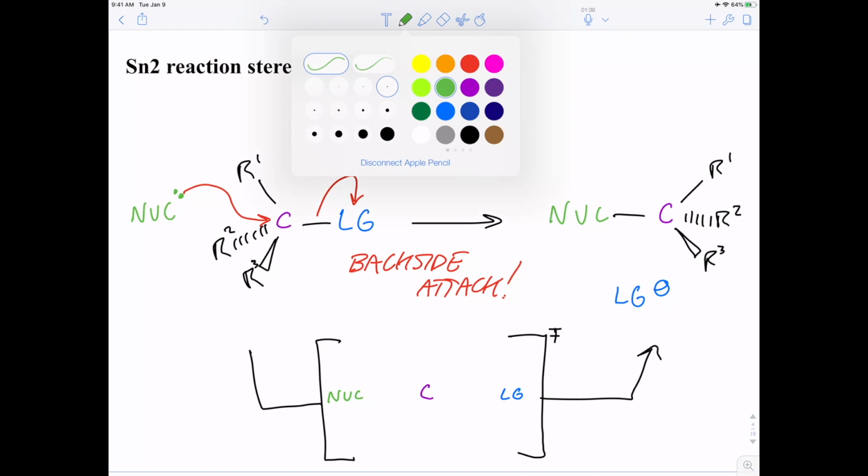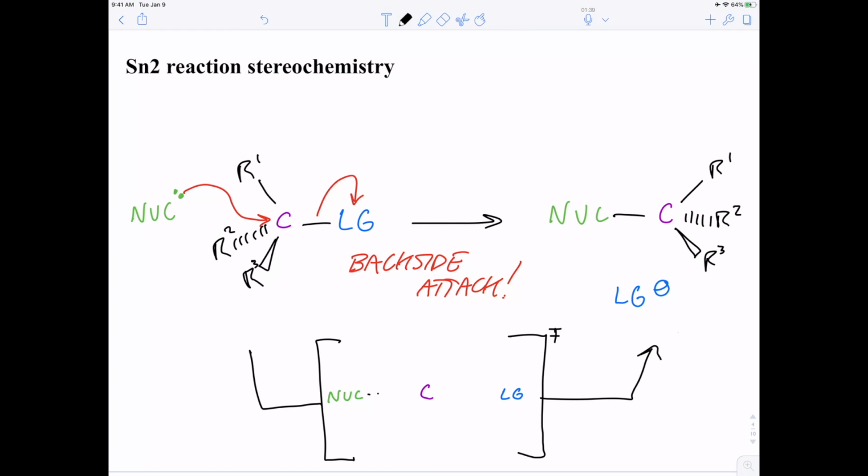So the bonds that these are making to the carbon are tenuous, so this one is breaking, and this one is forming. And then those R groups that I've drawn in our starting material are all still there, but they have to get out of the way as much as possible so that the leaving group isn't crowded and the nucleophile isn't crowded either.